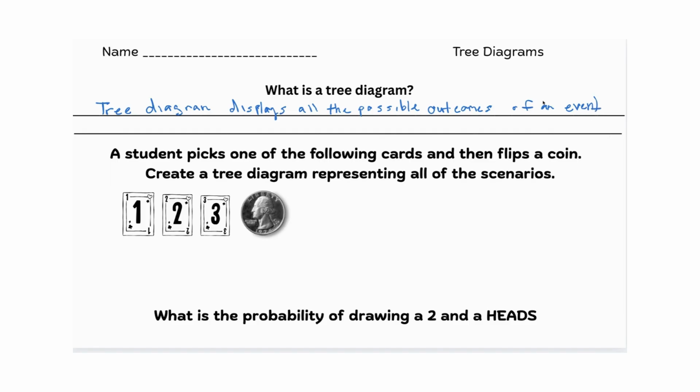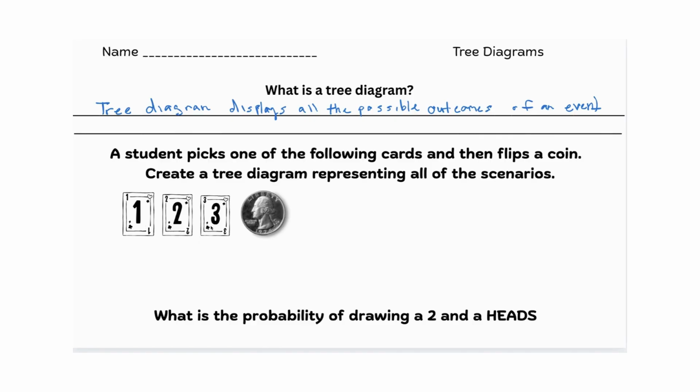All right, so here's the situation. It says a student picks one of the following cards and then flips a coin. Create a tree diagram representing all of the scenarios. The student is picking one of these three cards randomly, and then they flip the coin and it lands on either heads or tails. So let's first focus on the three cards.